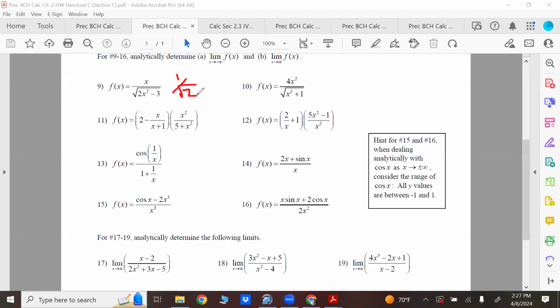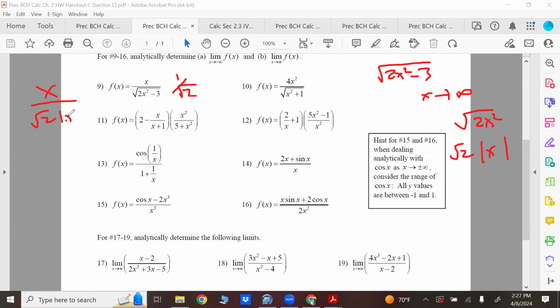You say 1 over root 2? Yeah, because when you have root 2x squared minus 3, when x approaches infinity, the minus 3 is negligible, so it's kind of like saying this, which actually becomes like this. And actually, if it's going towards negative infinity, it's actually going to be negative 1/2 for part B.